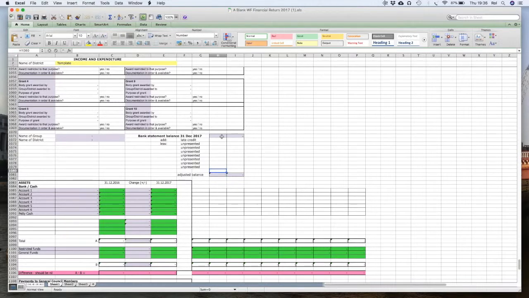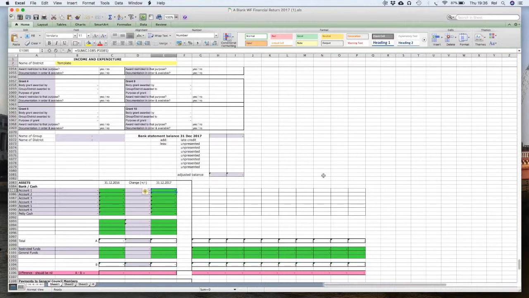So the important thing is to get them in there, and then the total adjusted balance at the bottom will be the figure that goes into the green column to the left under 31/12/2017. That's right.